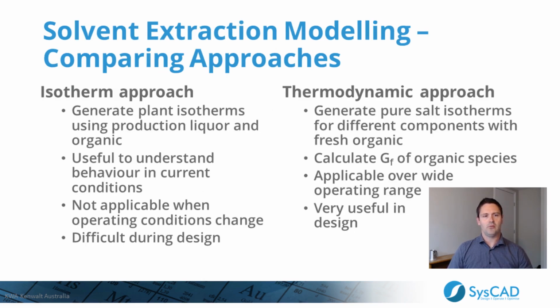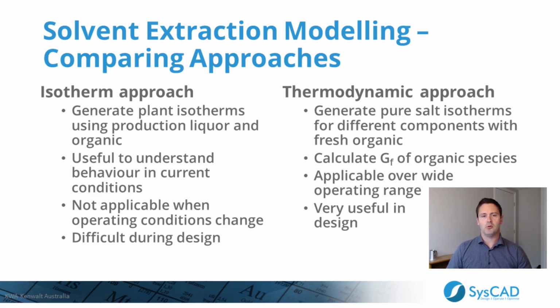So if we look at a comparative approach, if we look at solvent extraction modeling, isotherm versus thermodynamics. In an isotherm approach, you would use plant isotherms using production liquor and production organic. Very useful stuff when you have an operating plant. And these are typically done fairly frequently to understand your solvent extraction circuit. However, the applicability is no longer there when your operating conditions change. And this, of course, is difficult to obtain when you're in a design stage and you perhaps only have core samples to understand what your ore might look like.